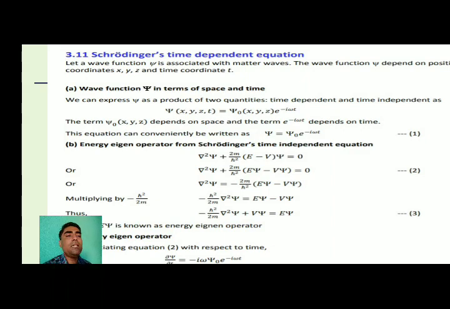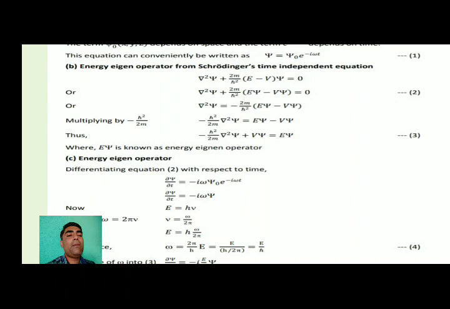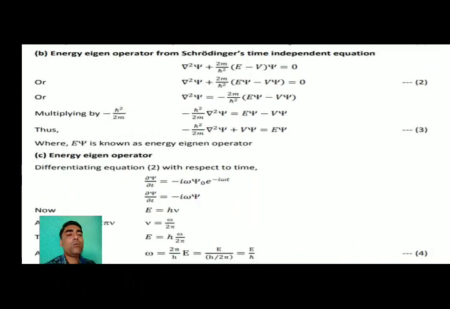Now let us differentiate this equation 1 of psi with respect to t. Then it becomes del by del t of psi equal to minus i omega times psi 0 into e to the power minus i omega t. But we know that psi 0 into e to the power minus i omega t is actually psi. So the first order derivative of psi, del by del t of psi, is equal to minus i omega times psi.